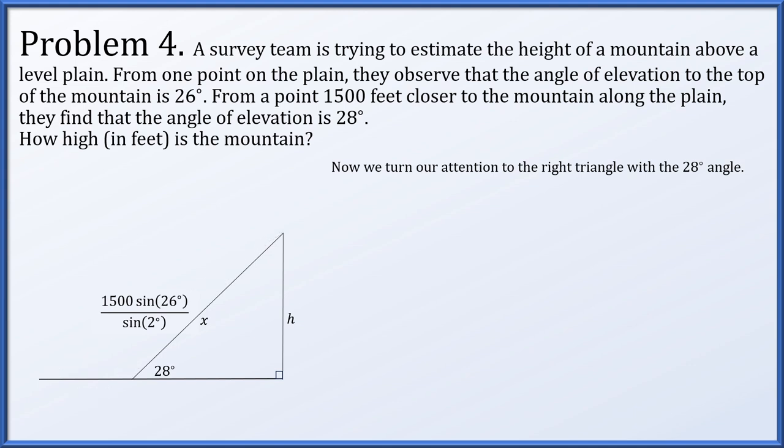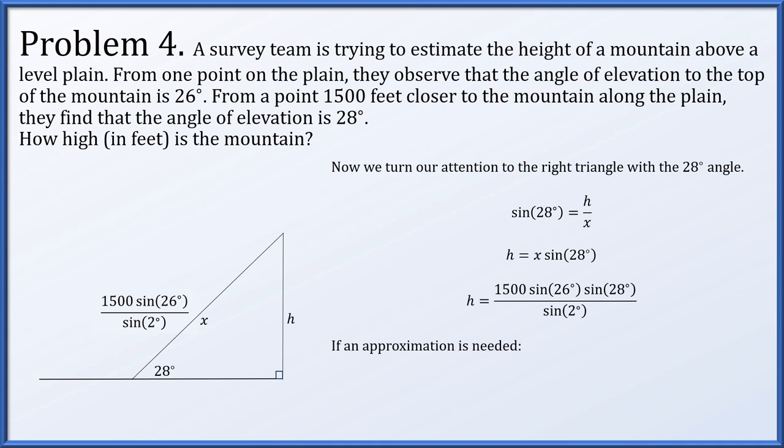Now let's turn our attention to that right triangle on the right that has the 28 degree angle in it and get rid of all the information that's no longer necessary. The sine of 28 degrees is opposite over hypotenuse, h over x. So h is x times the sine of 28 degrees, but x is something we've already solved for. It was 1500 times the sine of 26 degrees over the sine of 2 degrees. So here's the value of h, the height of our mountain. If you really want to plug and chug your way to an approximation, it's about 8,846 feet.